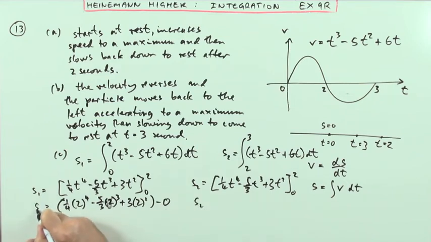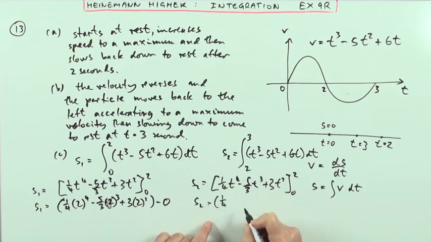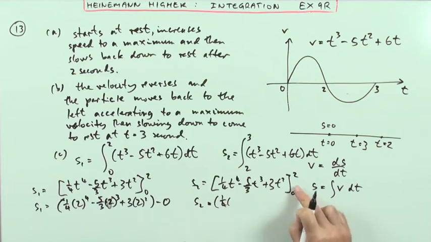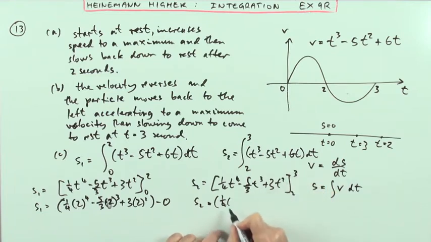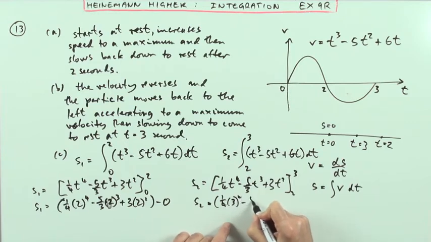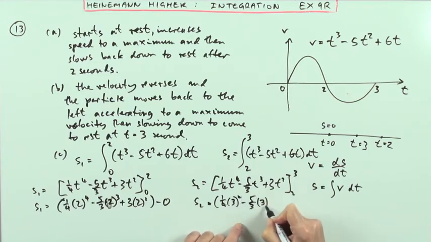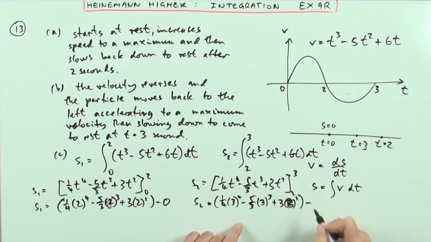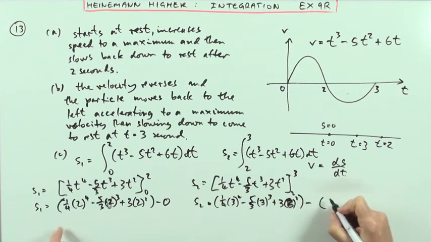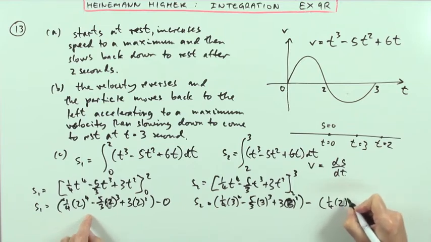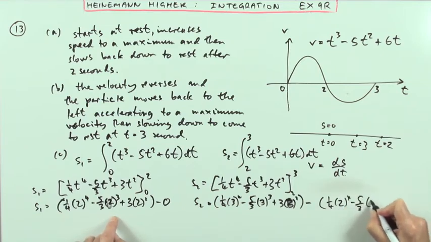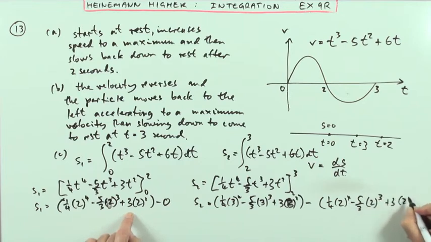And for this one, I'm going to have a quarter of, what have I put down there? That's 2 to 3. A quarter of 3 to the power 4 minus 5 upon 3 of 3 cubed plus 3 times 3 squared minus, and the other one will just be this part here. Minus, here we go, a quarter of 2, but I don't need to work it out again though. 5 upon 3 of, here we go again, plus 3 of 2 squared for that part.